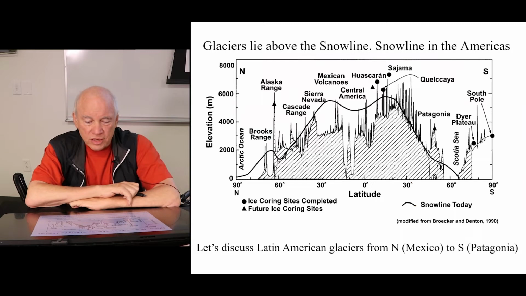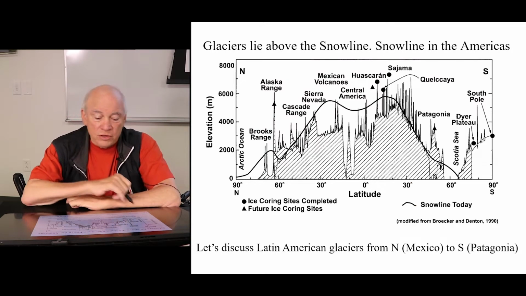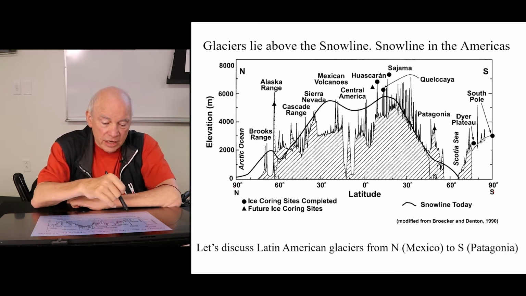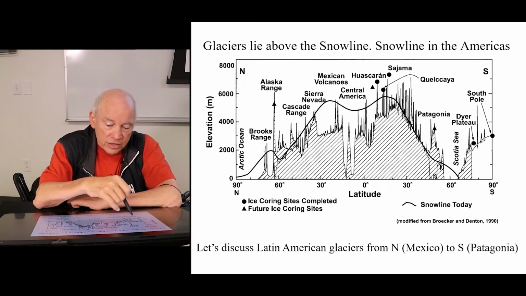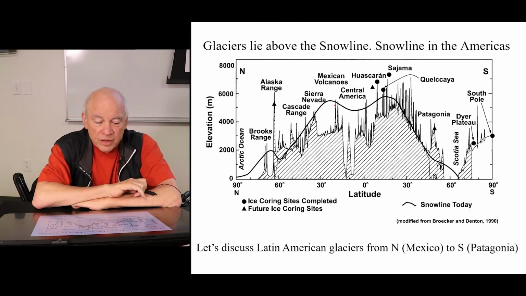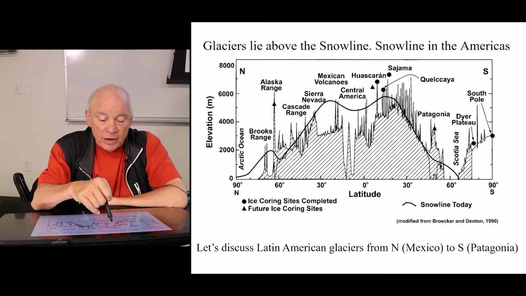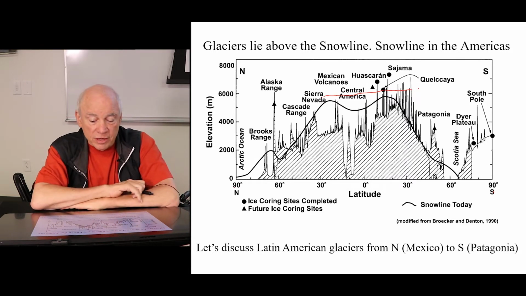Now, glaciers lie above the snow line, and the snow line in the Americas changes a lot. So here we're going from the North Pole to the South Pole, and what we're seeing is two things. One is the elevation, this jagged line with the diagonal, and the other is the snow line. And what you can see is near the poles, the snow line is basically at sea level. But as you go farther and farther south, it becomes higher and higher, till in the Americas, in Latin America, it's mostly above 5,000 meters.